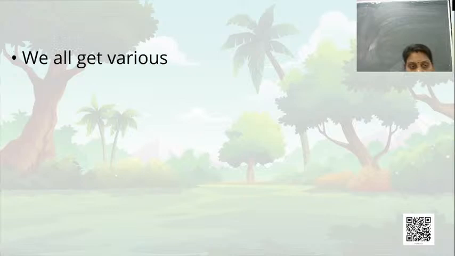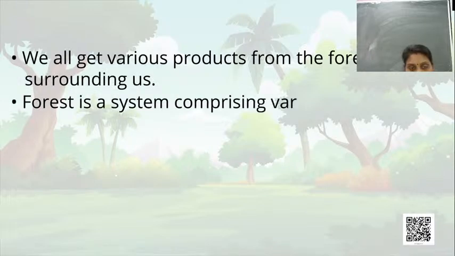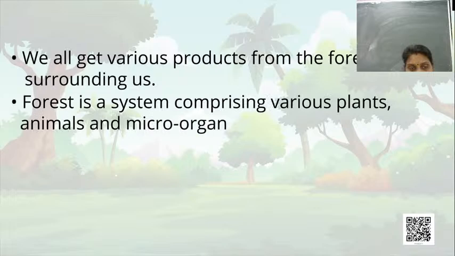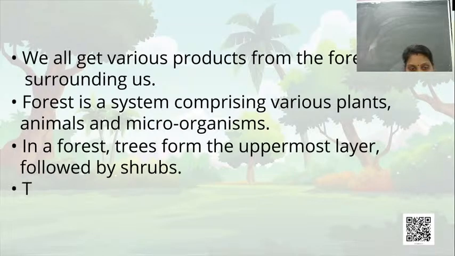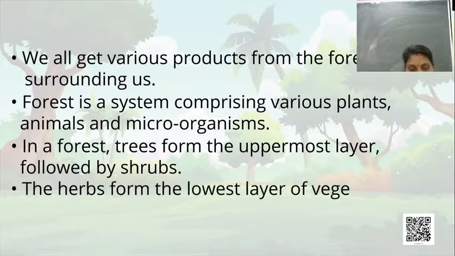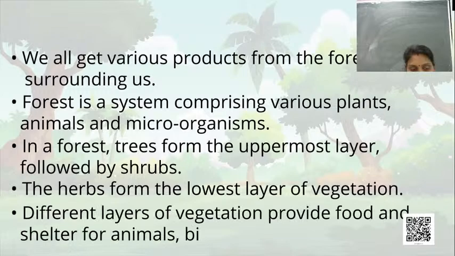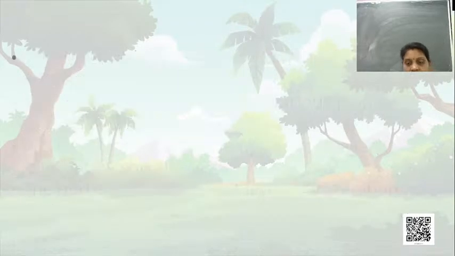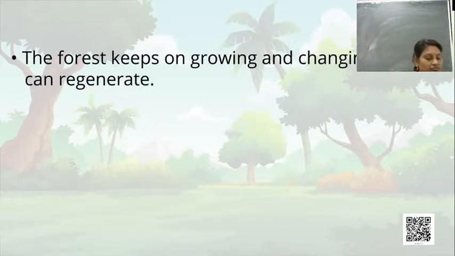We all get various products from the forests surrounding us. A forest is a system comprising various plants, animals and microorganisms. In a forest, trees form the uppermost layer, followed by shrubs. The herbs form the lowest layer of vegetation. Different layers of vegetation provide food and shelter for animals, birds and insects. The forest keeps on growing and changing and can regenerate.